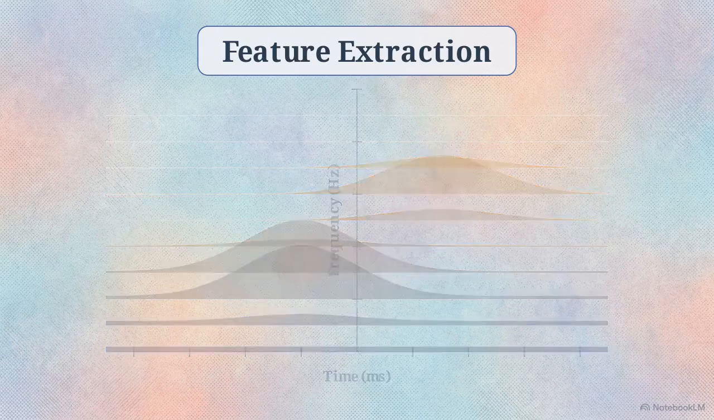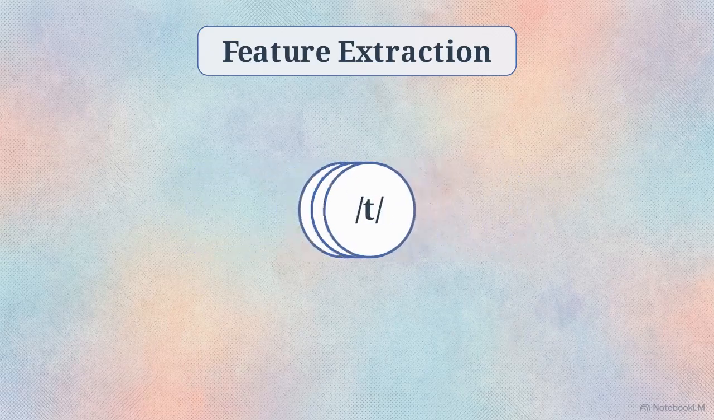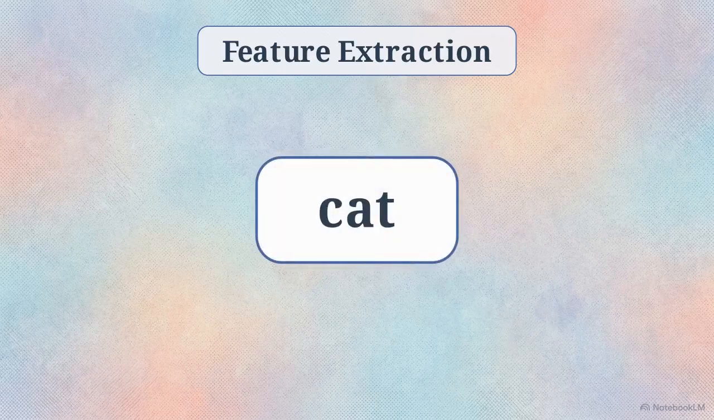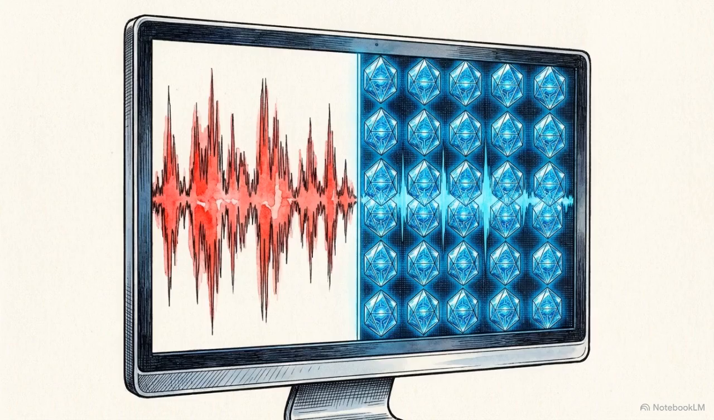These extracted features are finally converted into phonemes. These are the smallest units of sound in a language, like the k, a, and t sounds that make up the word cat. This physical cleanup is the foundation of the process. It translates the chaos of the analog world into discrete, uniform nodes, preparing the signal for the first AI handoff.